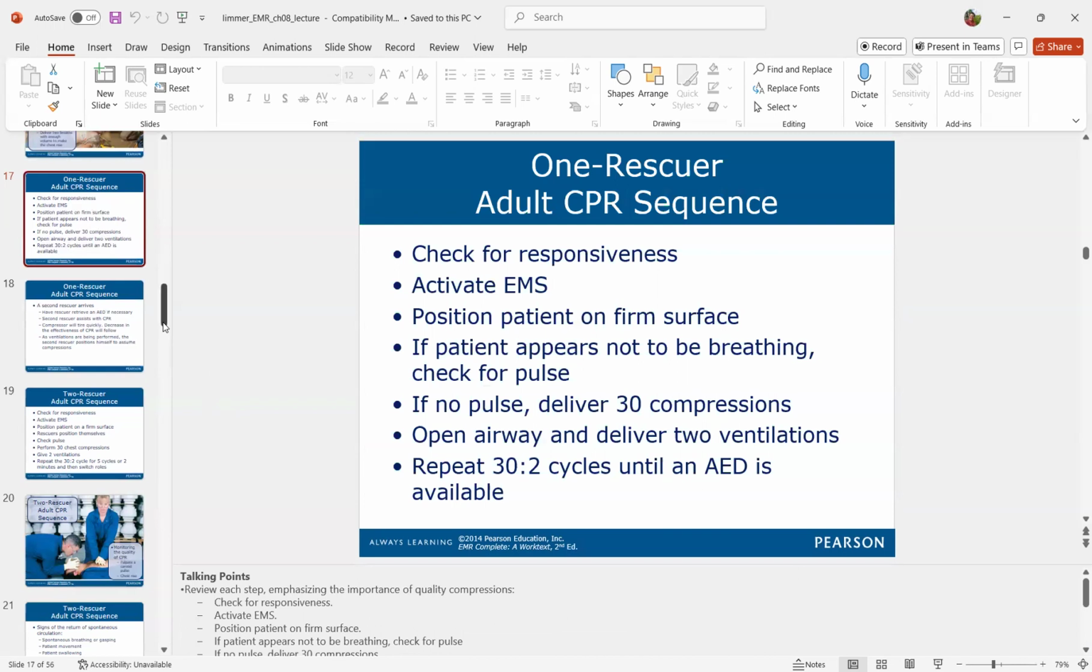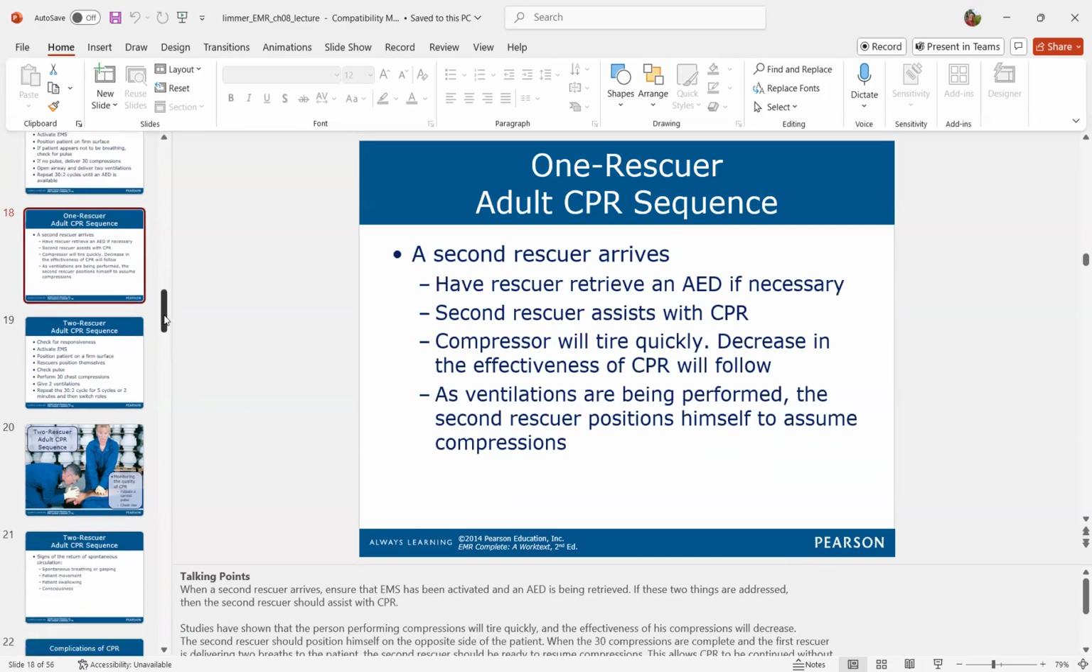For one-rescuer CPR, check responsiveness, activate the EMS system, position the patient on a firm surface. If the patient appears not to be breathing, check for a pulse. If no pulse, we're going to start compressions. Open the airway and deliver 2 ventilations after your 30 compressions, and then we're just going to repeat that and bring the AED in there as well when that becomes available.